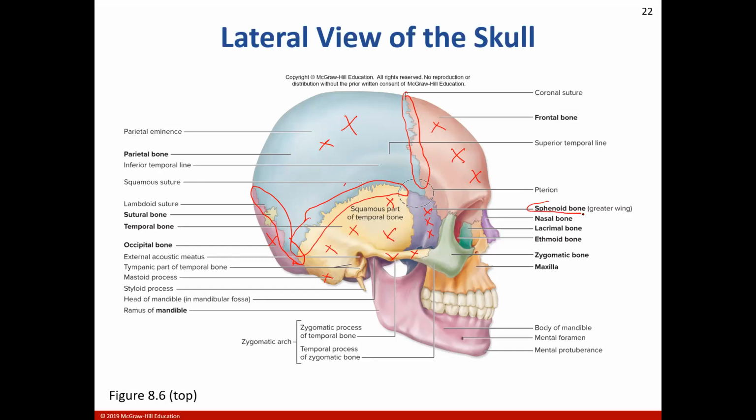And that happens to be a part of the sphenoid bone called the greater wing, because technically the sphenoid bone is one bone. So this is the squamosal suture, and that's the one you have to know in conjunction with the others.